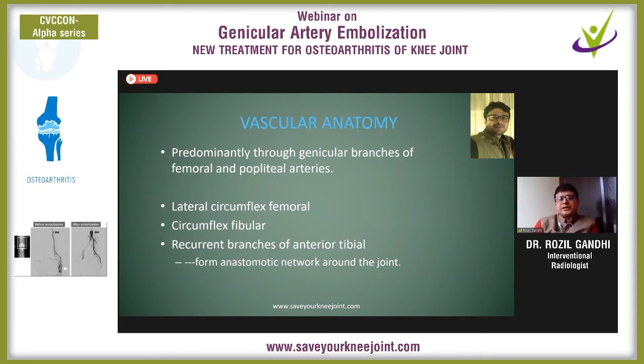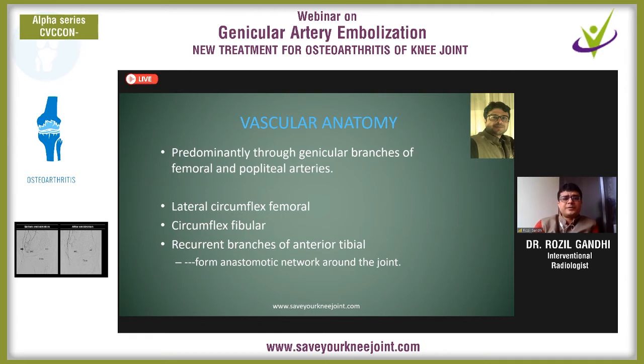What is the vascular anatomy of the knee joint? Predominantly, knee joint is supplied by the genicular branches of the femoral and the popliteal arteries. But there are also lateral circumflex femoral, circumflex fibular, and recurrent branches of anterior tibial. They form the anastomotic network. So the person who is doing this should be very well versed with the anatomy.